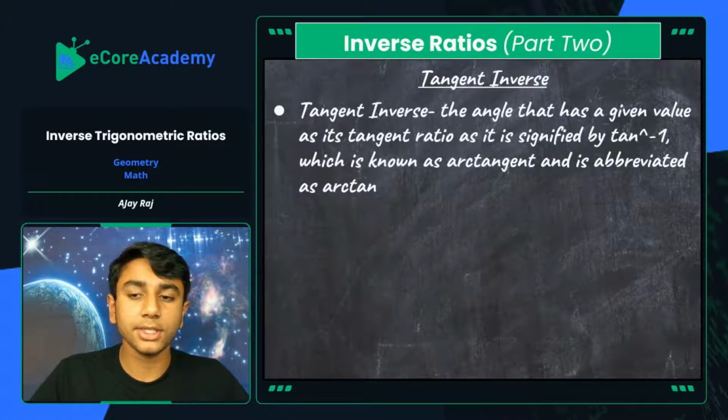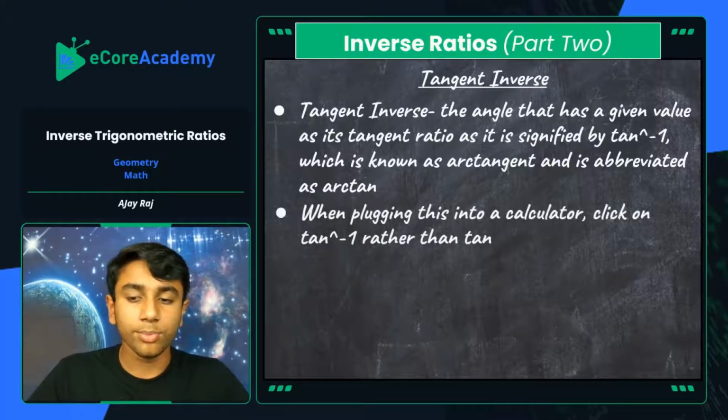The tangent inverse states that the angle that has a given value as its tangent ratio is signified by tangent to the negative first power, which is known as arctangent and is abbreviated as arctan. So the tangent inverse is used when you're trying to calculate the missing angle measure, and that angle is identified by the ratio multiplied by tangent to the negative first power. When plugging this into a calculator, you click on tangent to the -1 rather than tan, and then plug in your given ratio after dividing your side lengths.